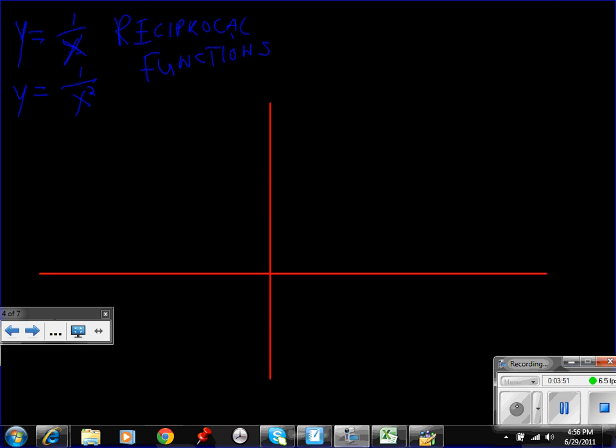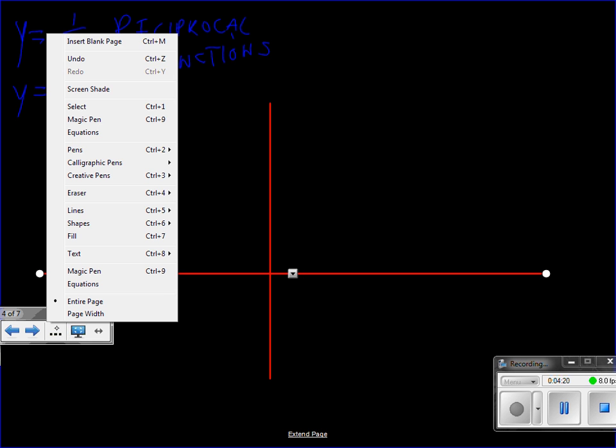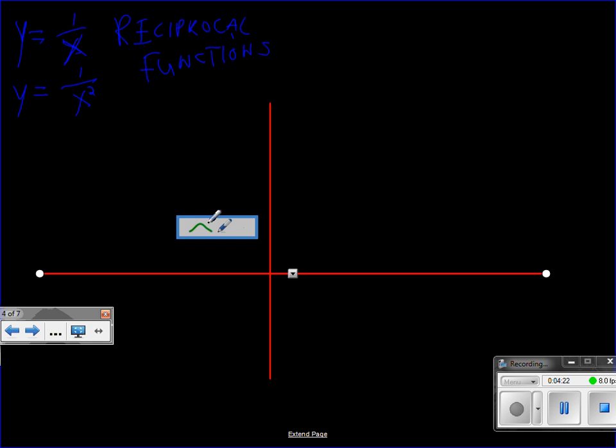The next function you should be familiar with is what I would refer to as the reciprocal function. Let's look at this first one, y equals 1 over x. Here we can use a concept as we're looking at 1 over x. What happens to this function as x gets closer and closer to 0 from the left side here? Let's draw it.